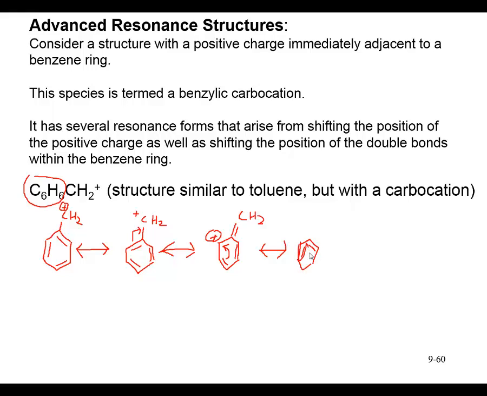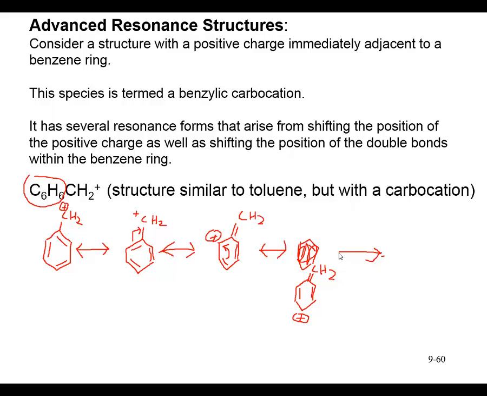Whoops, let me start over on that one. So if we redraw that, we're going to move this electron pair up to this position. We left this one in this position. Now we have a carbocation here, and we still have the double bonded carbon on the top of the ring structure. So there's my 4th resonance structure, and then I'm going to draw a 5th.